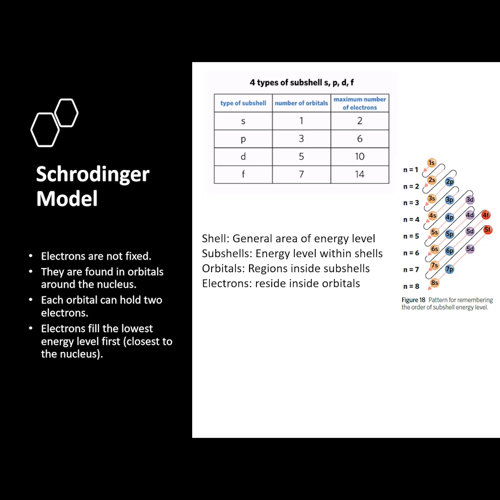You can also remember all this as kind of like a flowchart from greatest to least. So you have the atom first, and then you have the shells, which are the general areas of energy levels that go out from the nucleus. You have the subshells, which are the energy levels within those shells. The orbitals, which are the regions inside the subshells, are where the electrons eventually reside. And on the far right there, you can see an energy diagram.